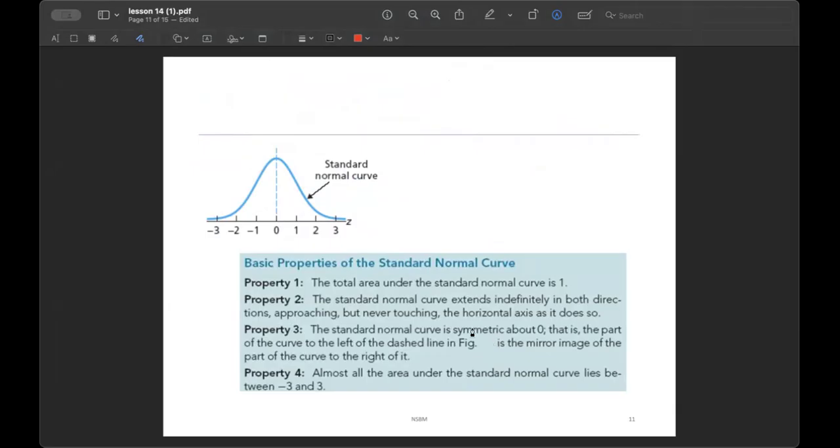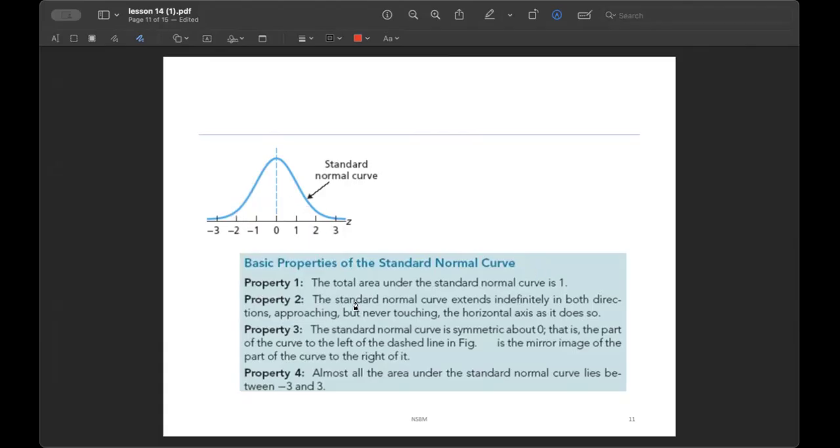Now we have the standard normal curve. In the standard normal curve, in the middle we have 0, which is the mean. On the right side we have the positive values 1, 2, 3, 4, and on the left-hand side we have the negative values -1, -2, -3, likewise. For the basic properties of the standard normal curve, property 1 is that the total area under the standard normal curve is 1.